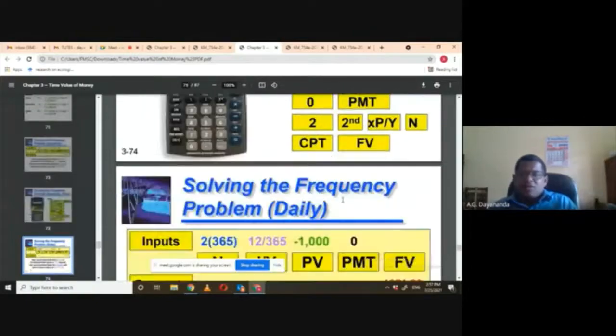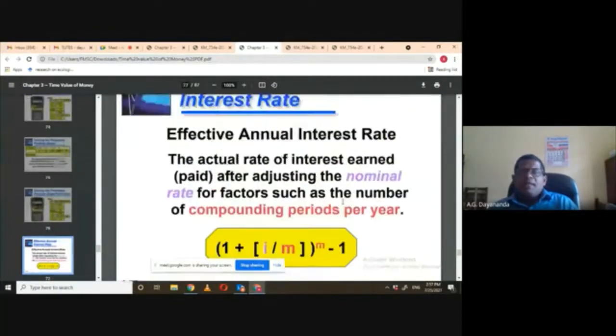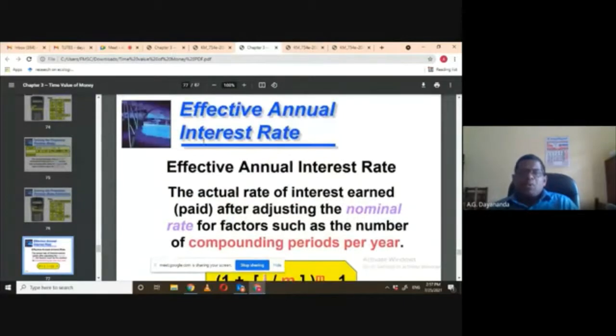That is the financial calculator which I omitted again. Then I just want to discuss a few points with you. Effective annual interest rate: the actual rate of interest earned after adjusting the nominal rate for factors such as the number of compounding periods per year.